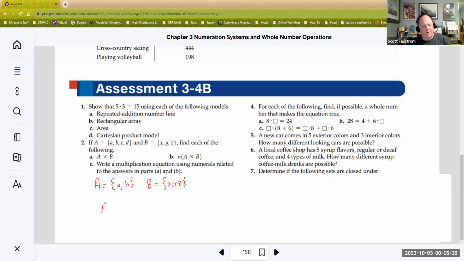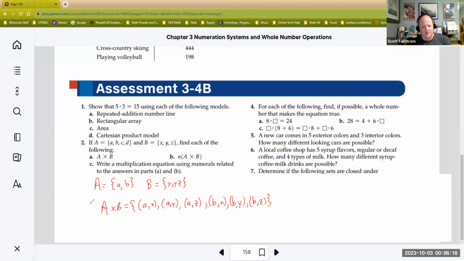Okay, so if you are doing A cross B, you are creating a new set, and it's a set of ordered pairs. So my ordered pairs would be A goes with X, then A goes with Y, then A goes with Z, then B goes with X, then B goes with Y, then B goes with Z. And so that's all that I have in this, what's known as the Cartesian product, or sometimes called A cross B. Okay, it's not multiplication because sets are not numbers. It would be multiplication if it was between two numbers.